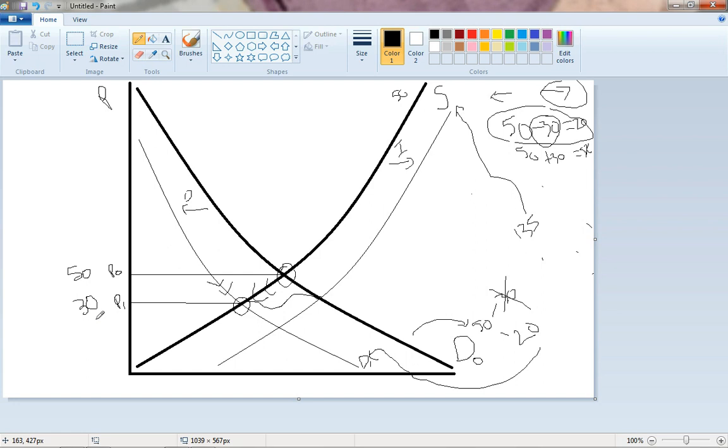But we know that's not the case. We all know that's not the case. Not only did the supply increase, but the demand decreased. So that means this curve here is shifted to the left and this one shifted to the right. So what does that mean then?